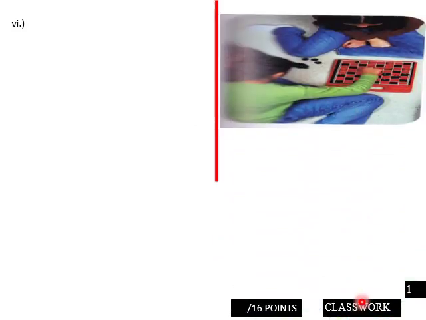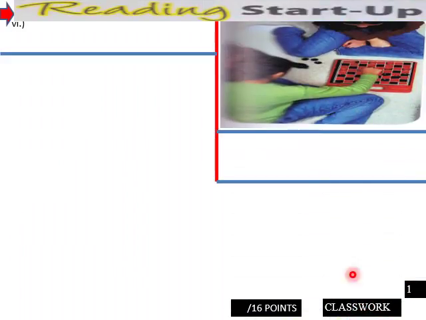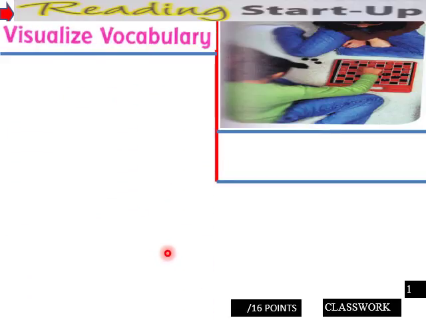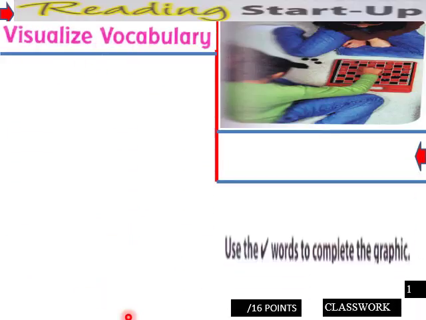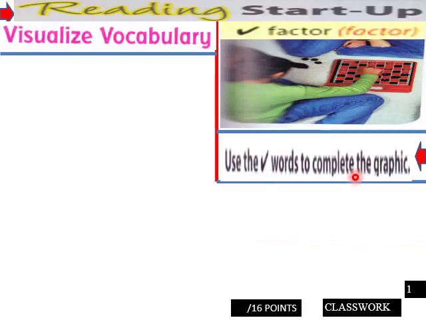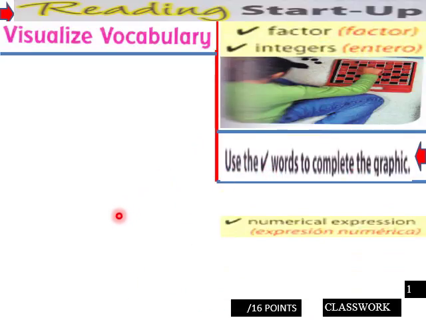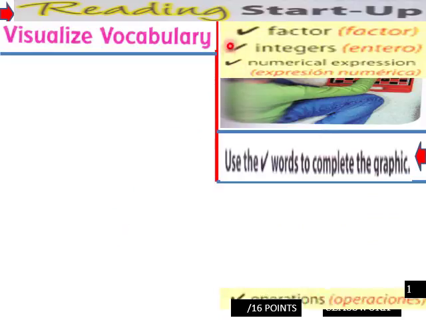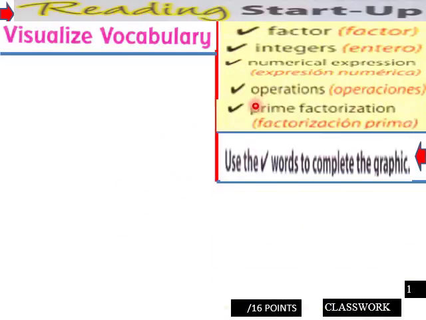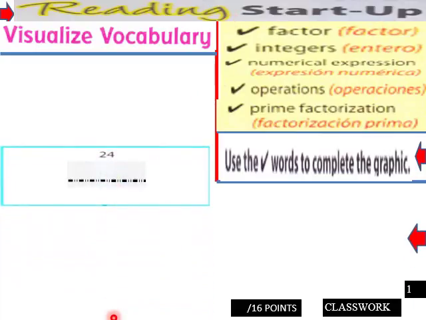Page 1 of the classwork. Usually for chapter openings, we have a reading startup here: visualize vocabulary. Use the check words to complete the graphic: factor, integers, numerical expression, operations, prime factorization. These are not previews, but these are our vocab words for this chapter. Integer, 24 is an integer.